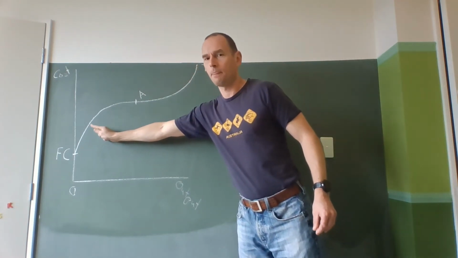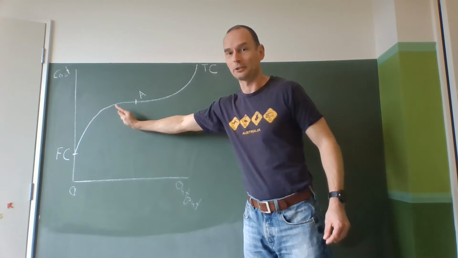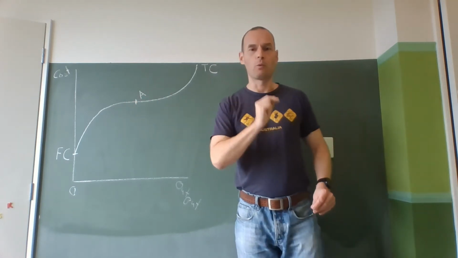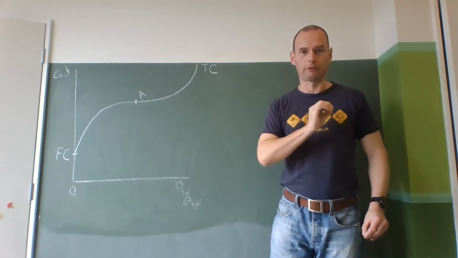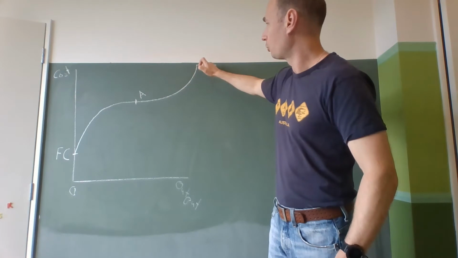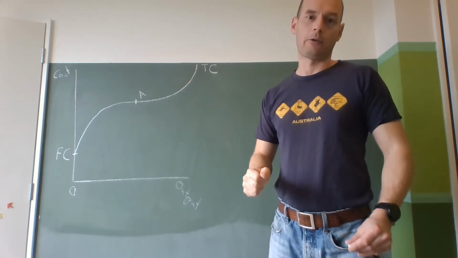Productivity goes up. Costs begin to grow at a slower and slower rate. At point A, my workers are the most productive. After this point, my costs will begin to increase at a higher and higher rate.